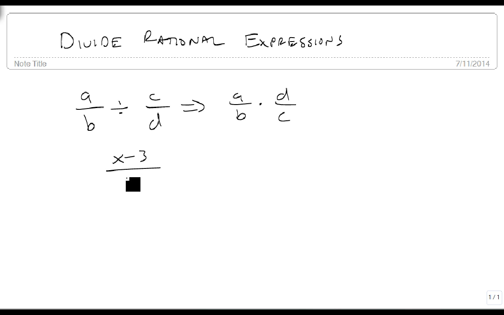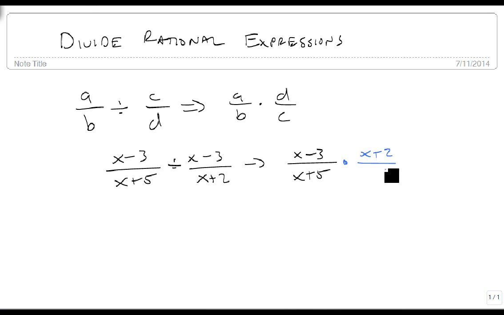We have x minus 3 over x plus 5 divided by x minus 3 over x plus 2. So the first thing we're going to do is leave the first one the same, and we change from a divide to a times, and the bottom goes to the top, and the top goes to the bottom. And we'll add parentheses to show our factors since now we're multiplying.